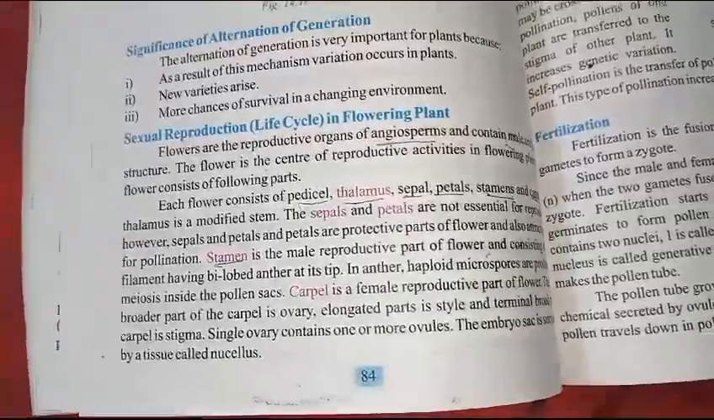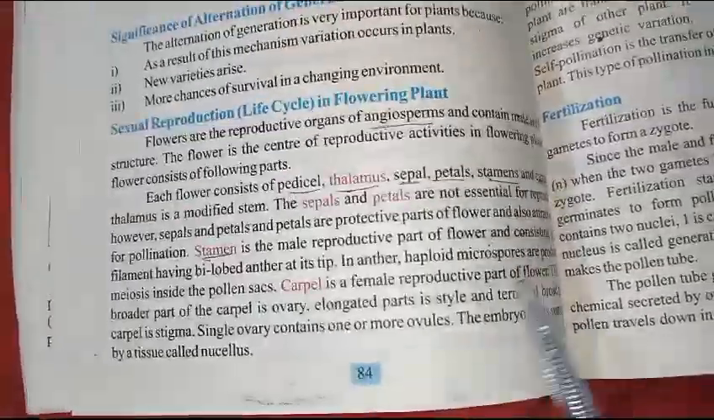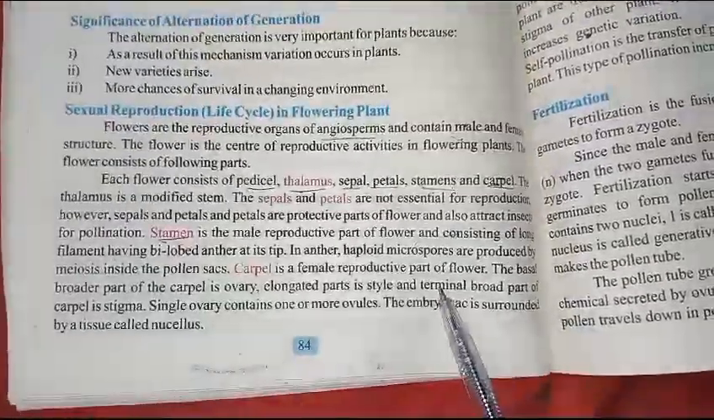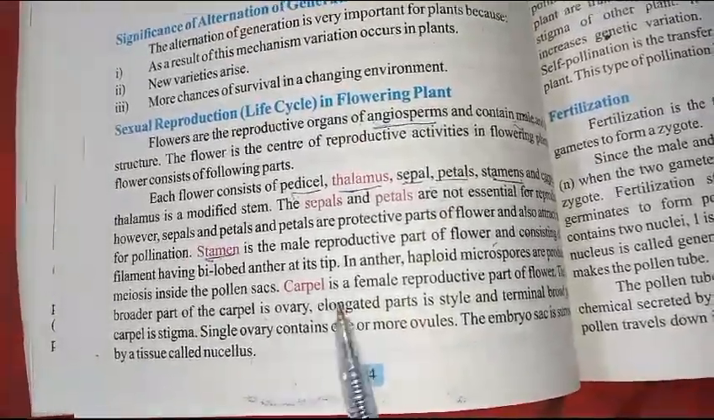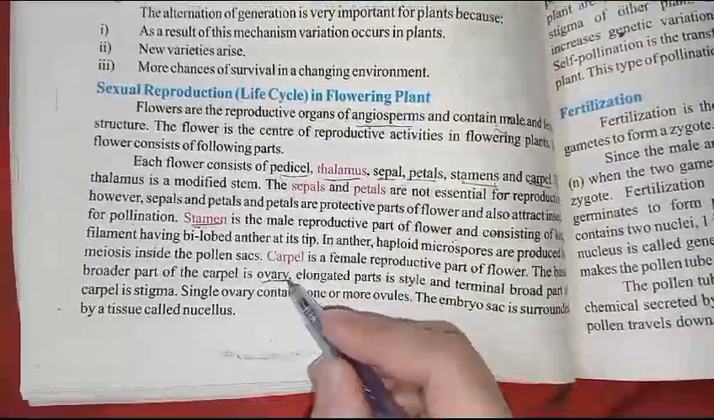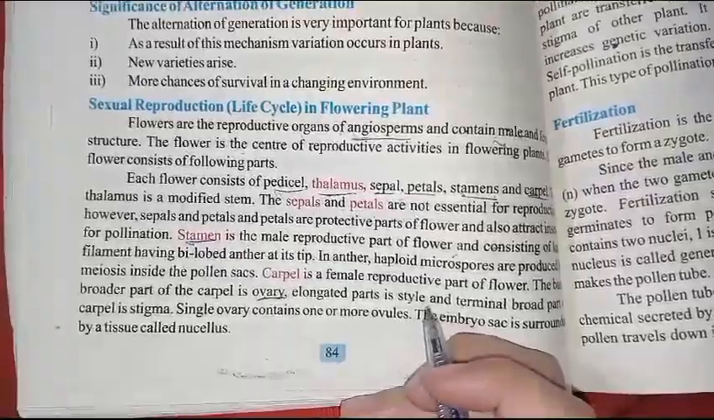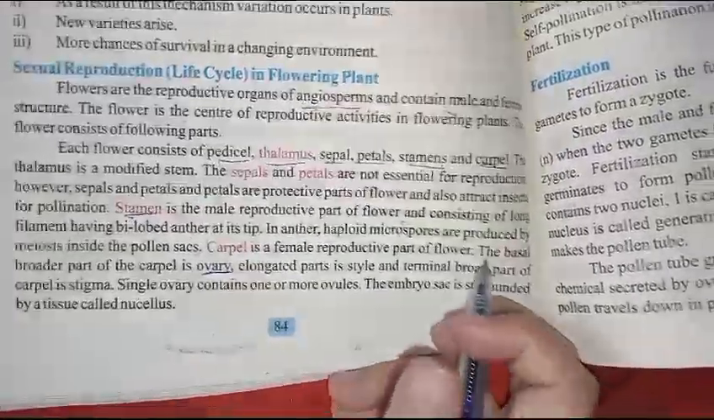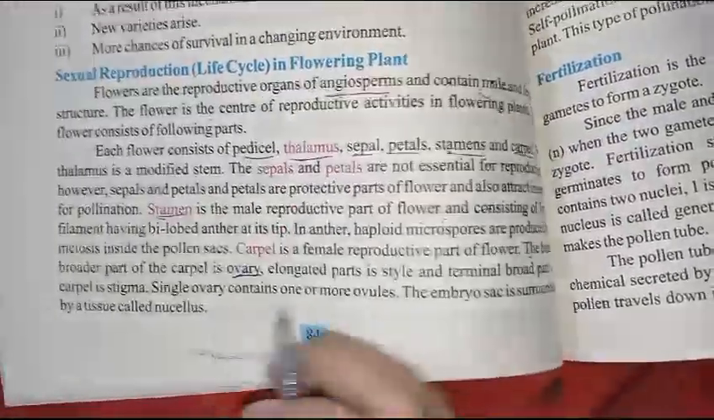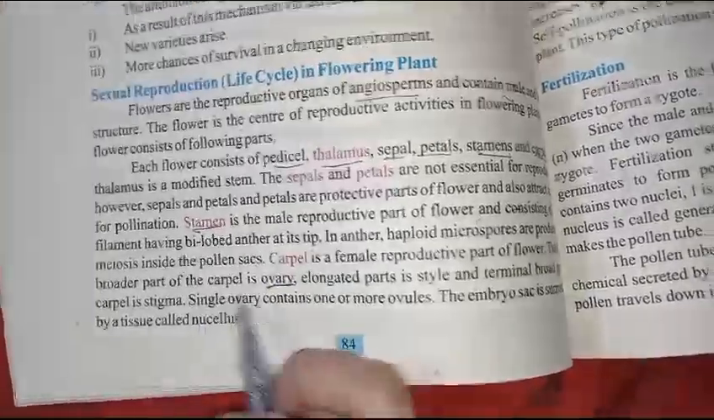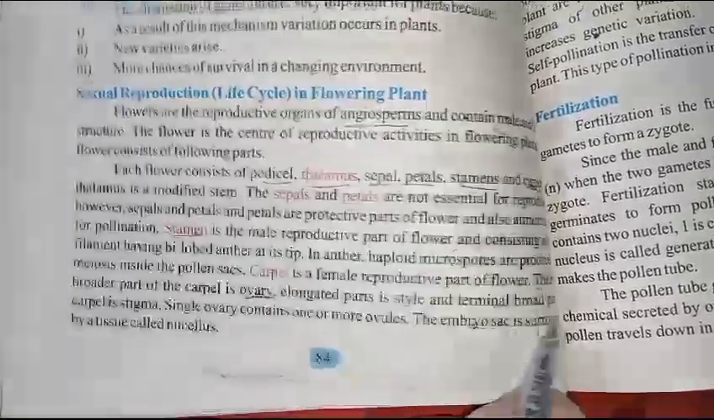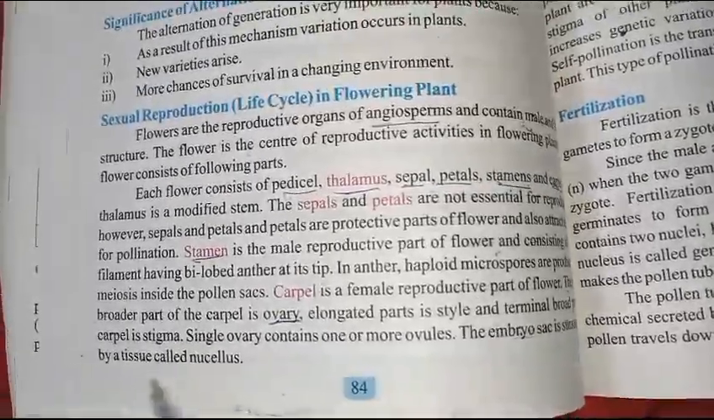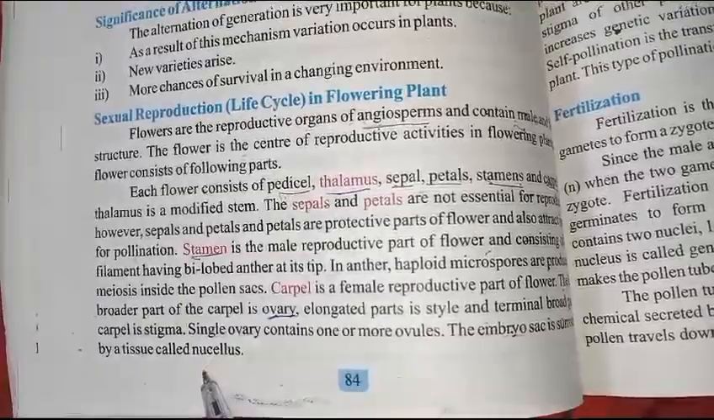Carpel is the female reproductive part of the flower. The basal swollen part of the carpel is the ovary. The elongated part is the style, and the terminal part of the carpel is the stigma. A single ovary contains one or more ovules. The embryo sac is surrounded by a tissue called nucellus.